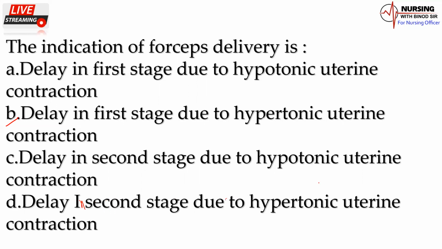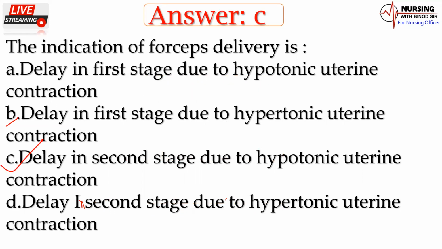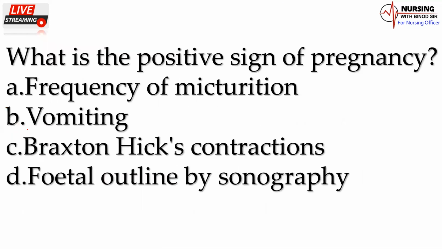So what would be the right answer of this question? Here the answer is the C option. Delay in second stage due to hypotonic uterine contraction. You must have to remember this. Answer is C option. Now we'll come back to next question.